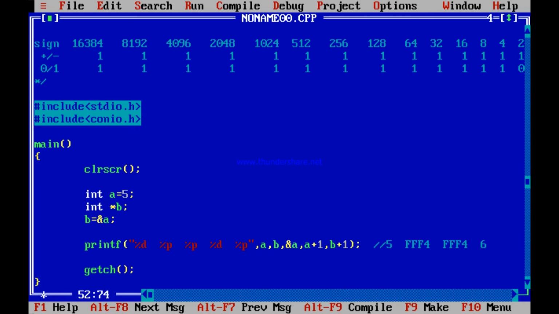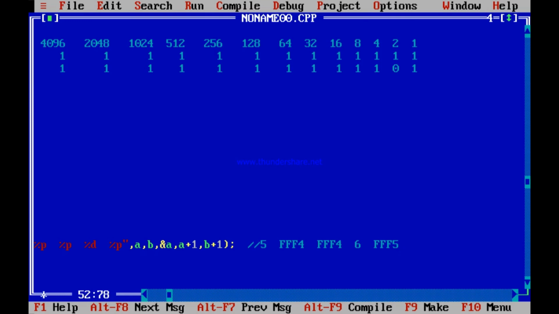Then B plus 1, should not it print FFF5? So that is also an address. B is FFF4, B plus 1 is FFF5, that is also an address, so I printed it by percent P. But will it print FFF5? Let me check out once. I am expecting the output 5, FFF4, FFF4, 6, FFF5. Let's see whether it prints this.